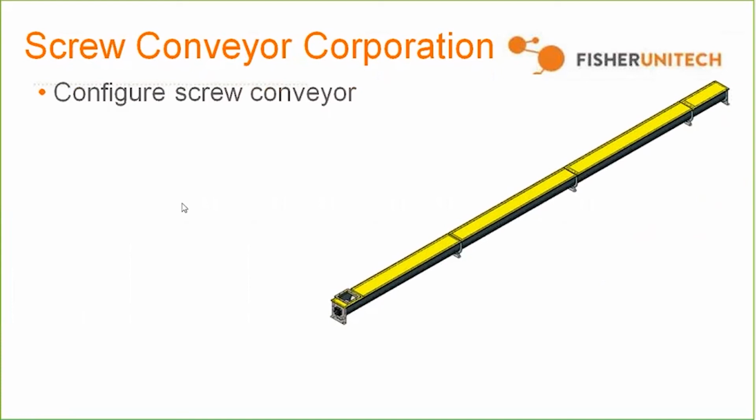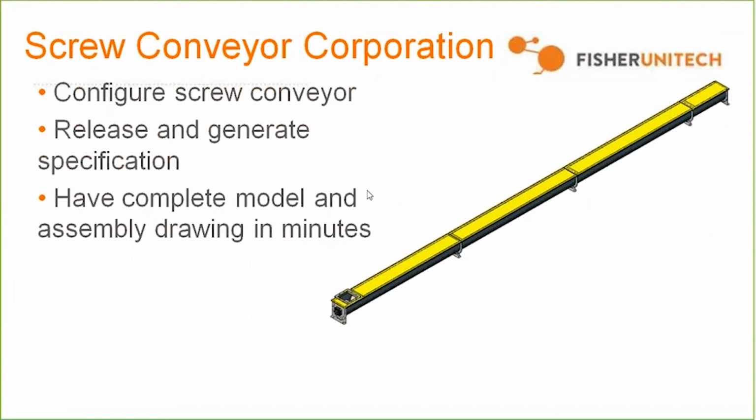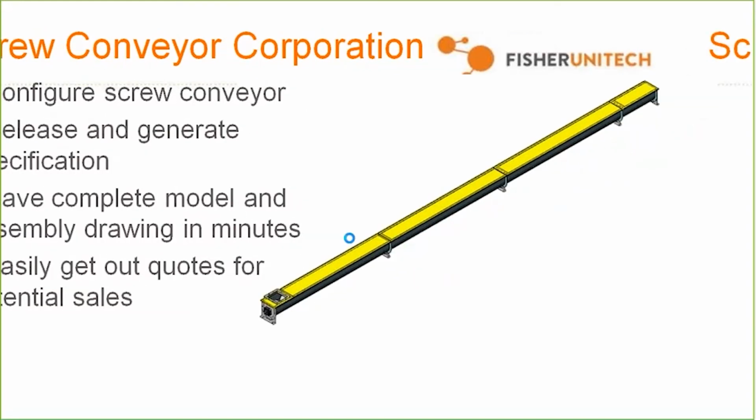So you can configure a new screw conveyor, you can release and generate the specification, and then you can have a complete model and assembly drawing in just minutes. And so now it's going to be a lot easier for them to get quotes out, because again, they do have sales engineers out in the field that are speccing these products out. And before, they had to tell the customer that they'd have to wait a few days before they could actually get the drawing. But now they'd be able to get that out in probably less than an hour.